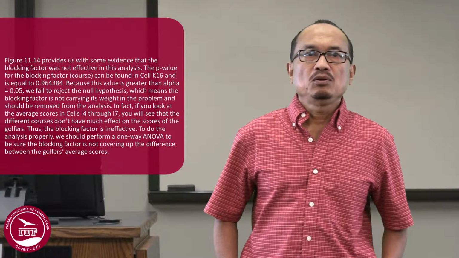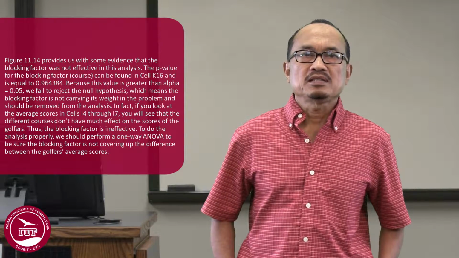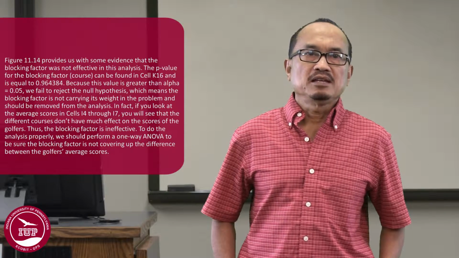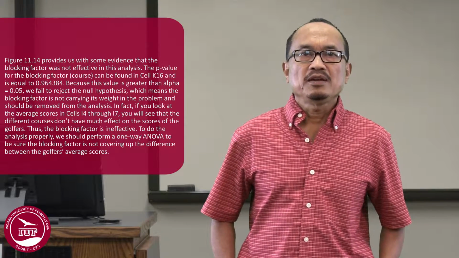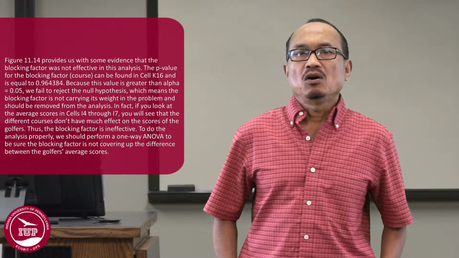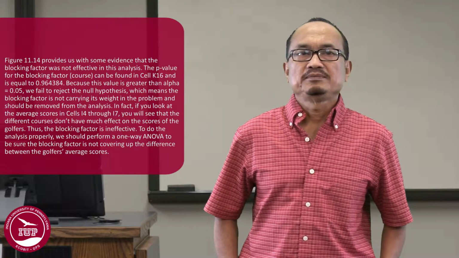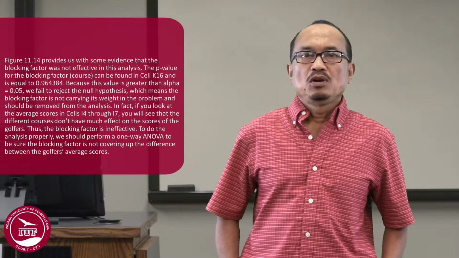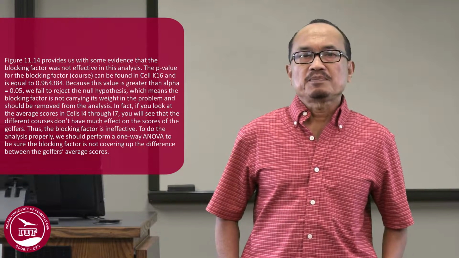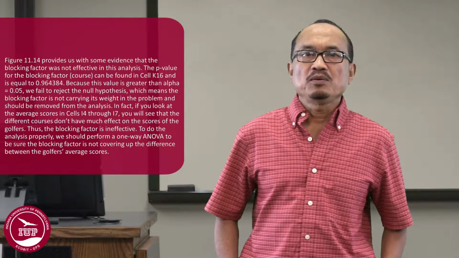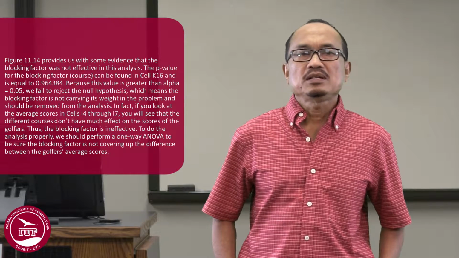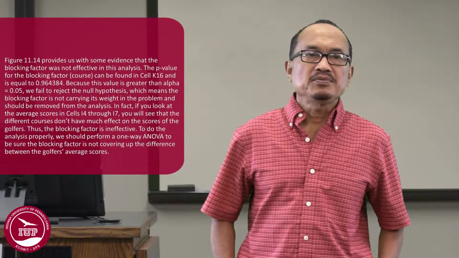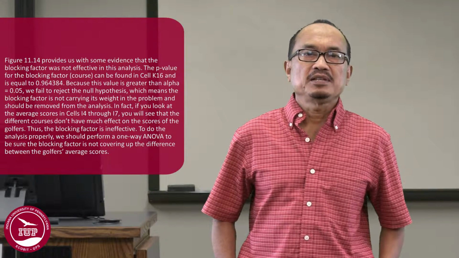In fact, if you look at the average score in cells 14 through 17, you will see that the different courses don't have much effect on the score of the golfer. Thus, the blocking factor is ineffective. To do the analysis properly, we should perform a one-way ANOVA to be sure the blocking factor is not covering up the difference between the golfers' average scores.